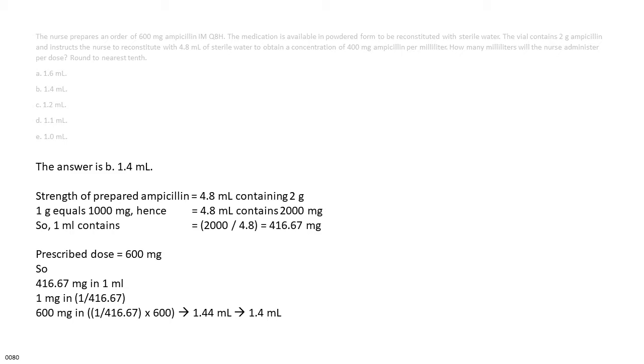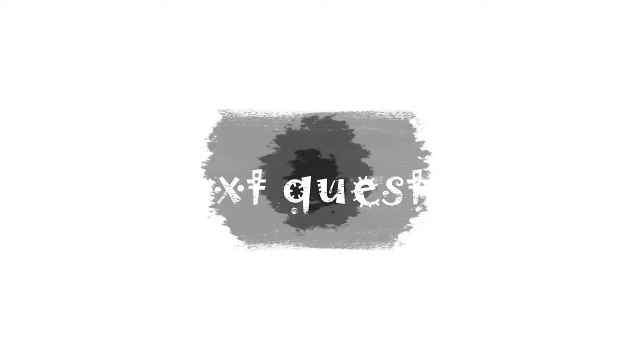So, 416.67 milligrams in 1 milliliter. 1 milligram needs 1 divided by 416.67. 600 milligrams needs 1 divided by 416.67 times 600, equals 1.44 milliliters. Equals 1.4 milliliters.